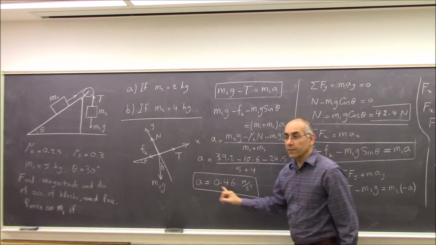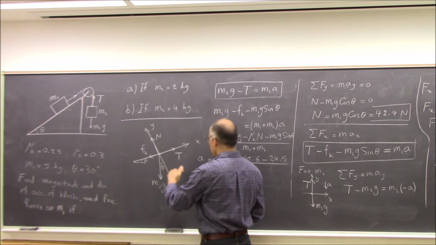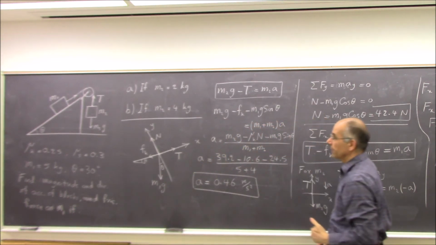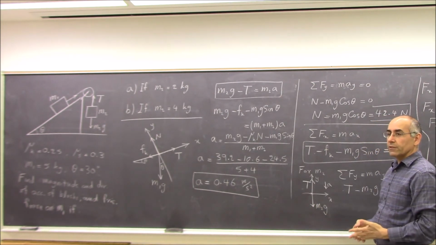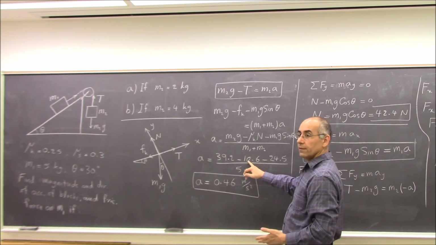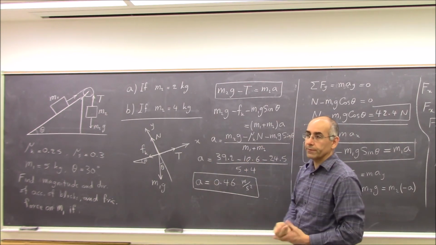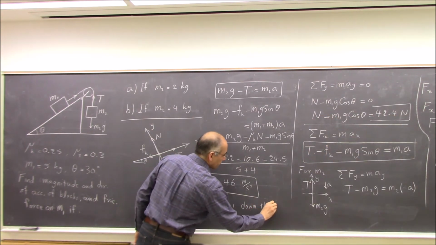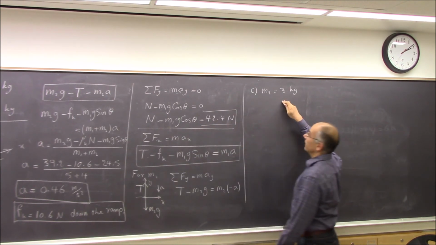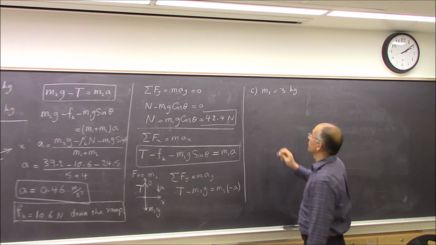And you see, we found it positive. We considered the x-axis to be up the ramp, and we found acceleration positive, which means that the acceleration will be up the ramp. And how much is the friction force? The friction force was this, right? Negative 10.6 means that it is 10.6 Newton down the ramp. Does that make sense?